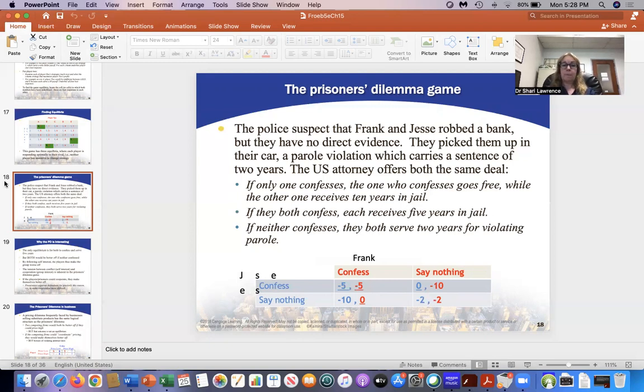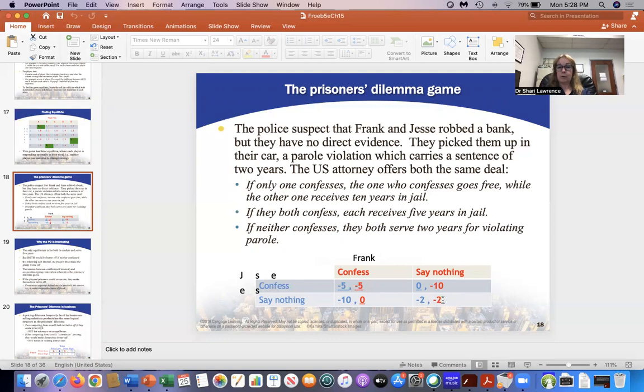If one confesses, the one who confesses can go free, while the other one would receive a 10-year jail sentence. If they both confess, they receive 5 years in jail. If neither confesses, they're both going to get 2 years in jail. So if the police put them in the same room and they could collude, they would say, hey, we should say nothing, because if both of them say nothing, they're just going to get put in jail for a parole violation and they're only going to get 2 years.